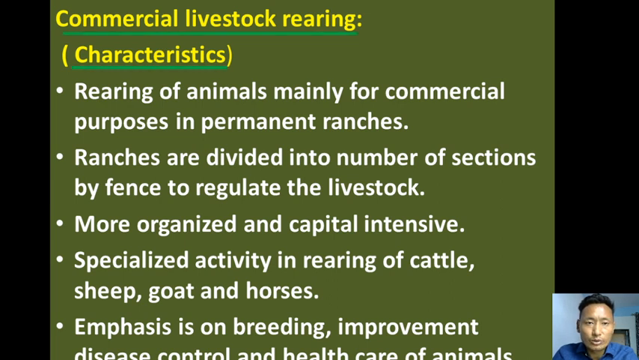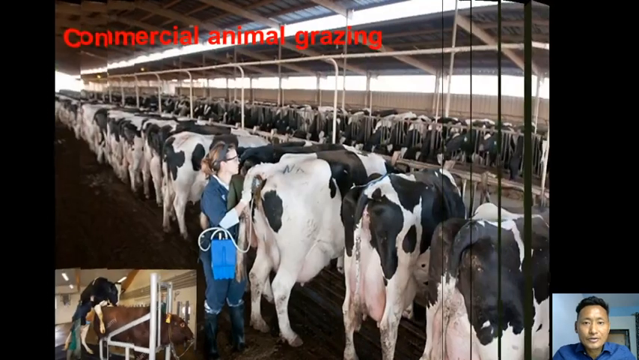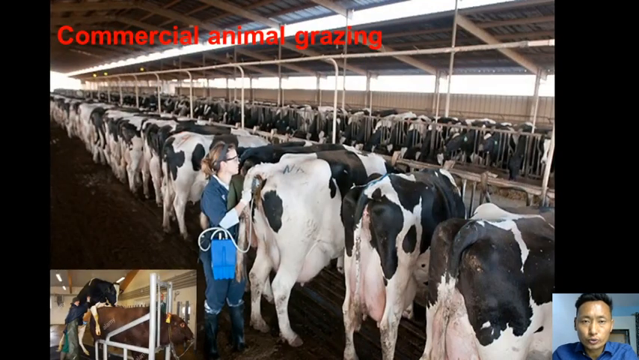So these are some of the characteristics of commercial livestock rearing. This particular picture shows that in ranches they have made fences. That means this type of commercial animal grazing is more organized, and it is more expensive and more organized as compared to nomadic herding.